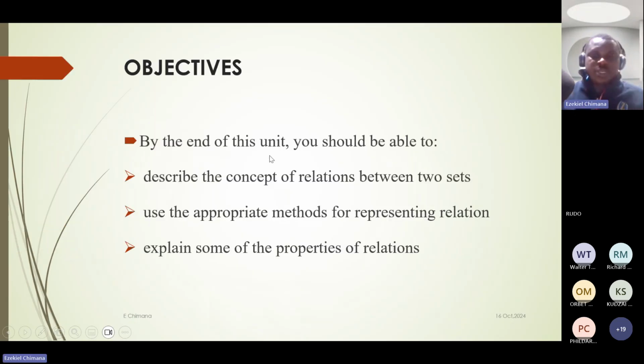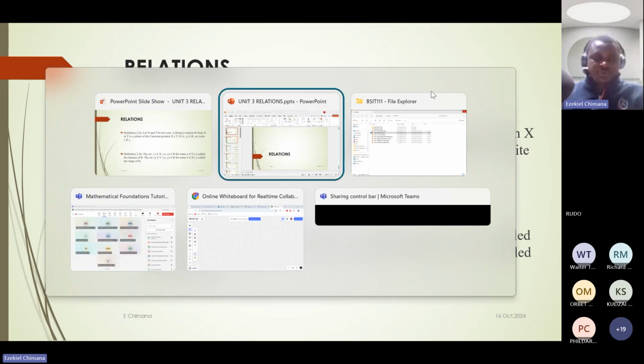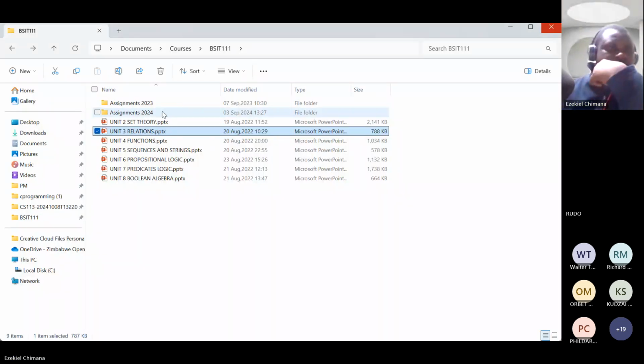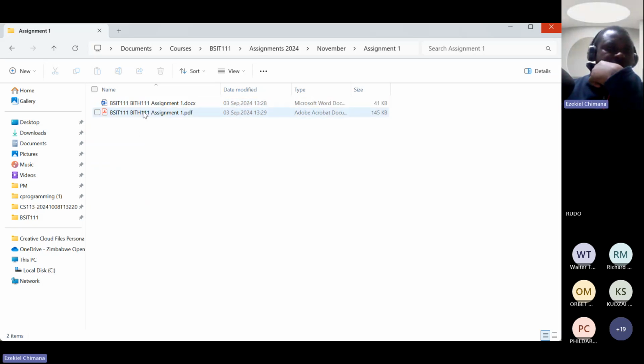By the end of this unit, you should be able to describe the concept of relations between two sets, use the appropriate methods for representing relations, and explain some of the properties of relations. I'm sure this was part of your assignments. Assignment 1.